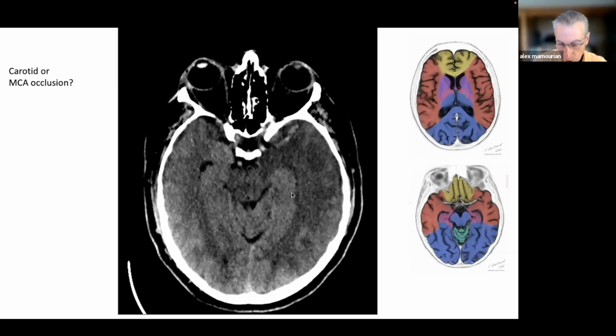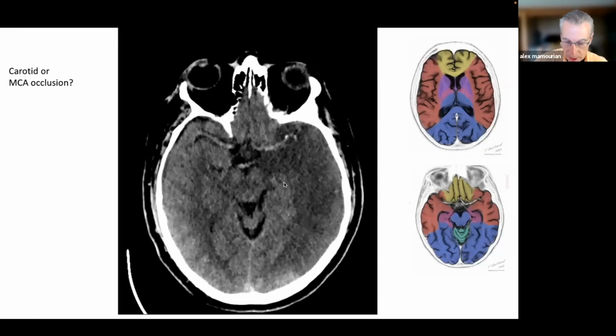Notice the normal high attenuation of the cortex here in the medial temporal lobe that ends with the temporal tip. This is what I was mentioning to you, what I think is an error in this illustration: the posterior cerebral artery territory comes up farther than is indicated here, and I think does not involve as much laterally as shown here. But this is an MCA territory infarct sparing the PCA territory.